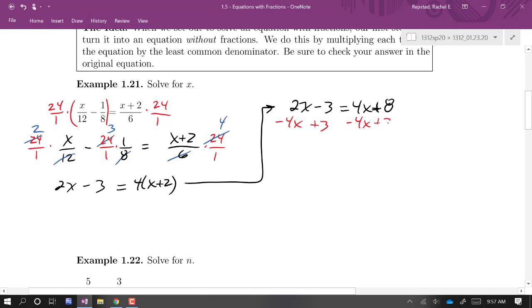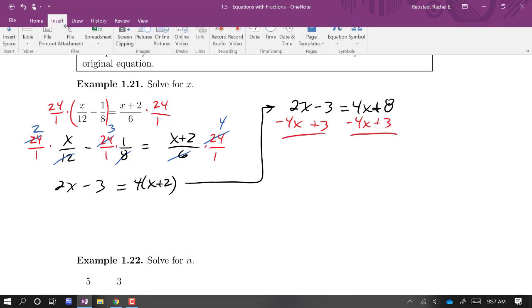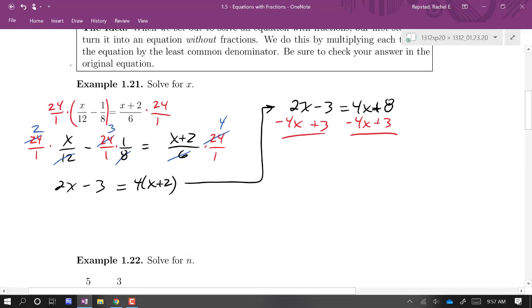Add 3. And by the time you finish that step of clearing your denominators, usually we're looking at an equation that's not too hard to solve. A lot of the time they're linear equations. Sometimes they might be a quadratic, but we can just reach back to what we know about solving quadratic equations then. We have a negative 2x equals 11. So dividing by negative 2 gives us negative 11 halves.